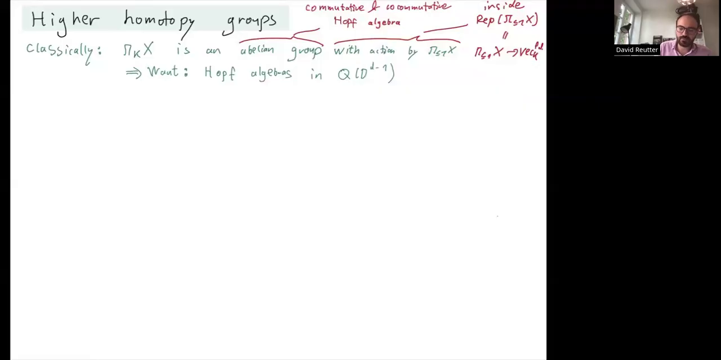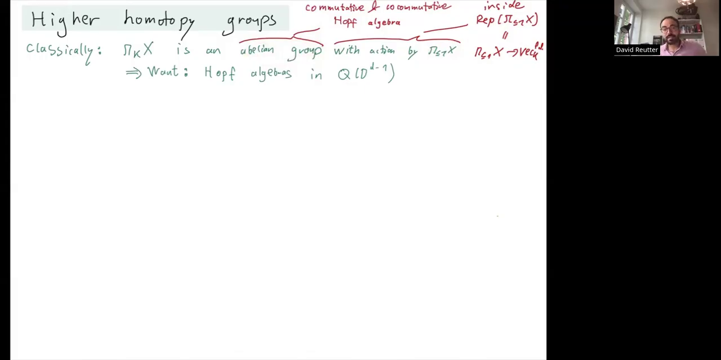So if pi_{≤1}X is trivial, this is something familiar. If you have a commutative and co-commutative Hopf algebra in the category of finite dimensional vector spaces, that's the same data as a finite abelian group. And if you look at the category of representations of some groupoid, you will find that this again is a functor from the fundamental groupoid to finite abelian groups. So it will be a family of finite abelian groups.